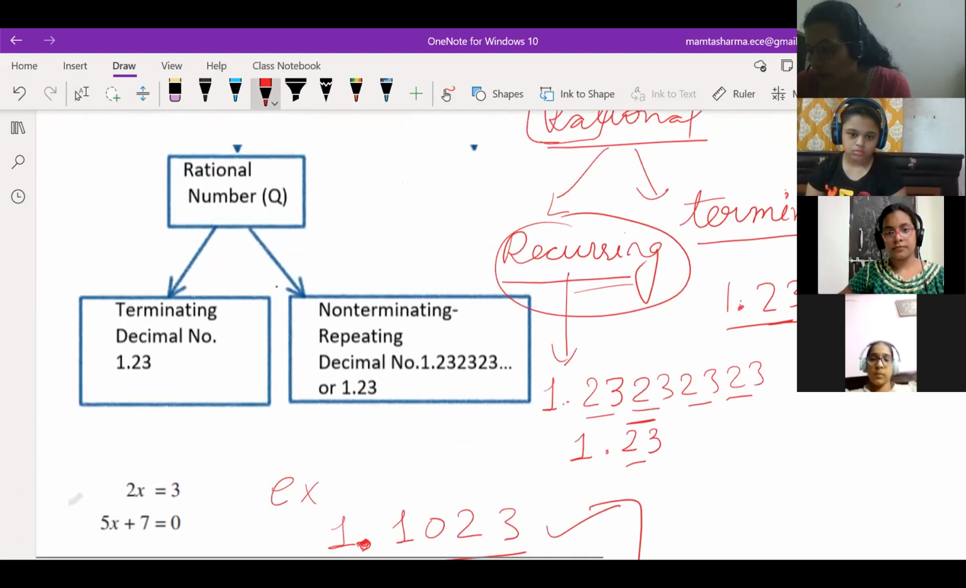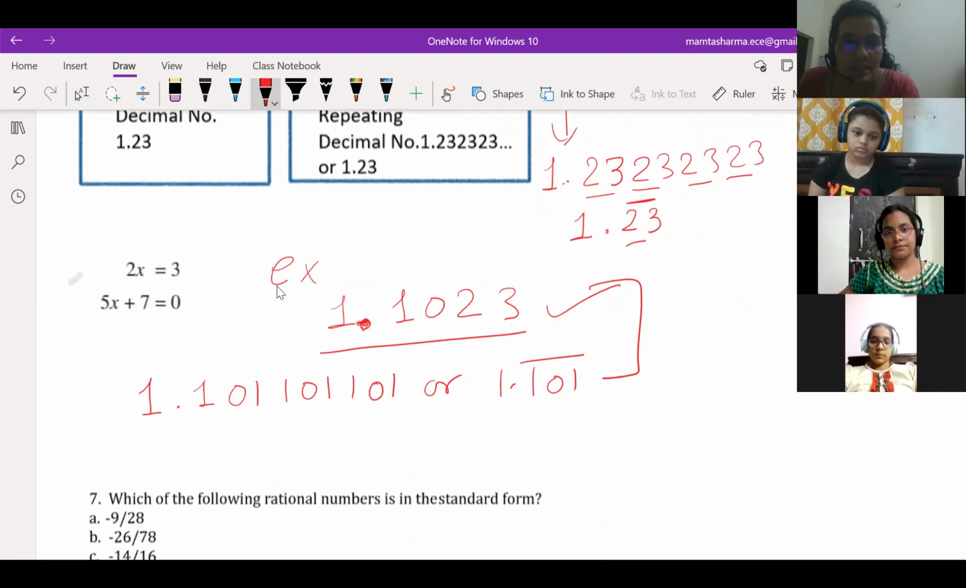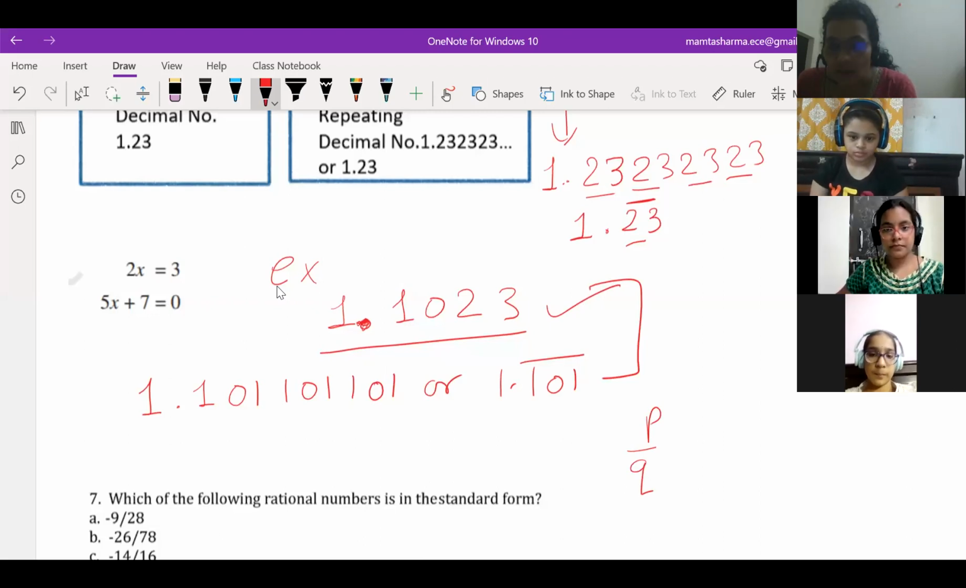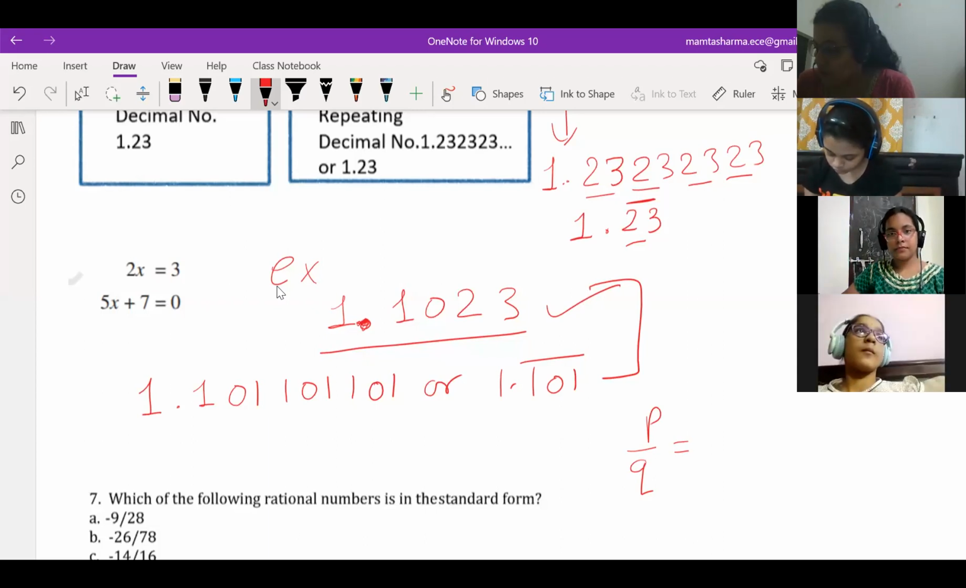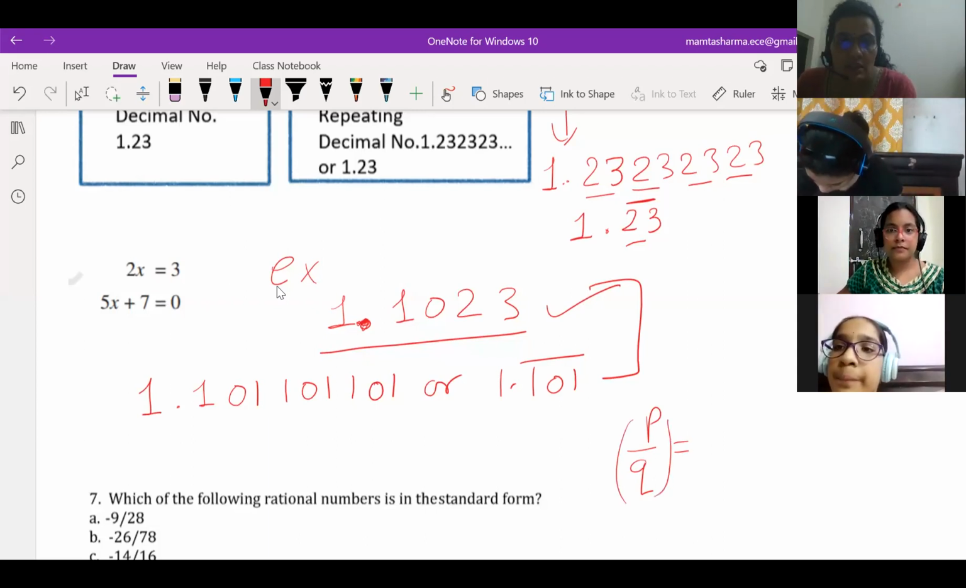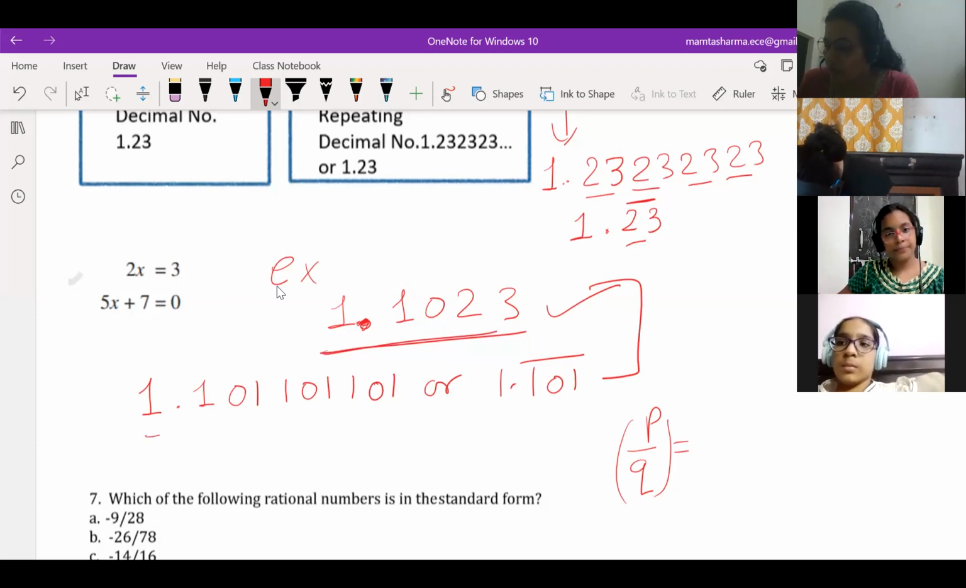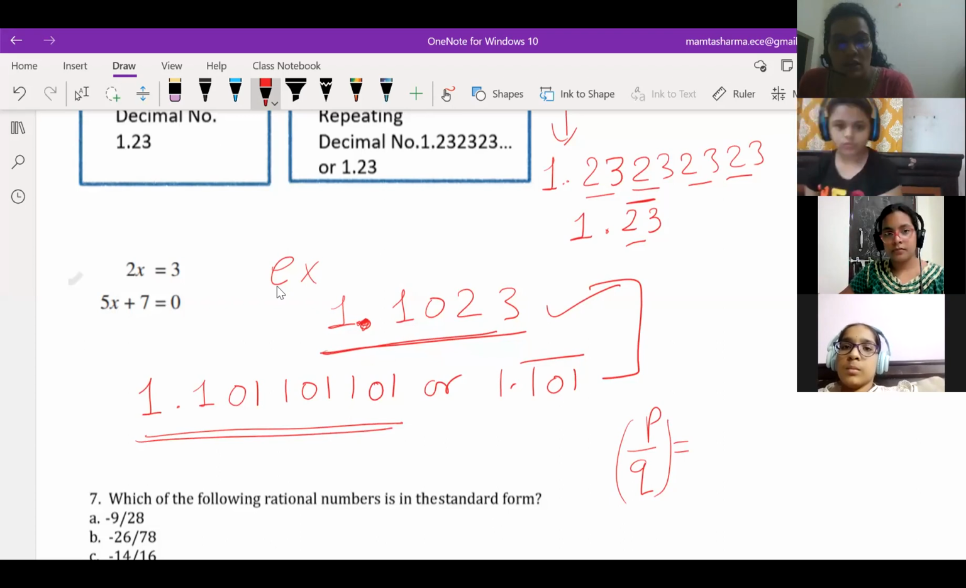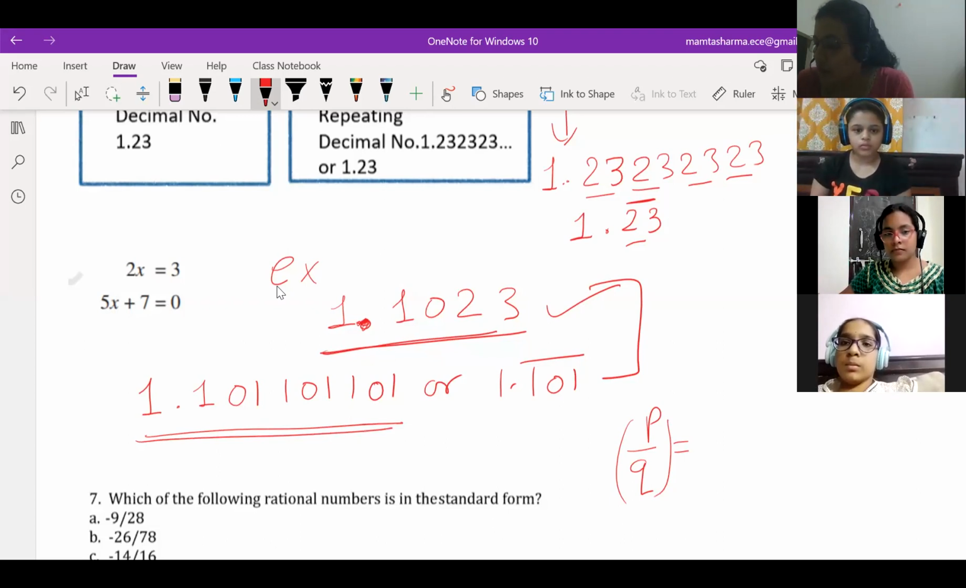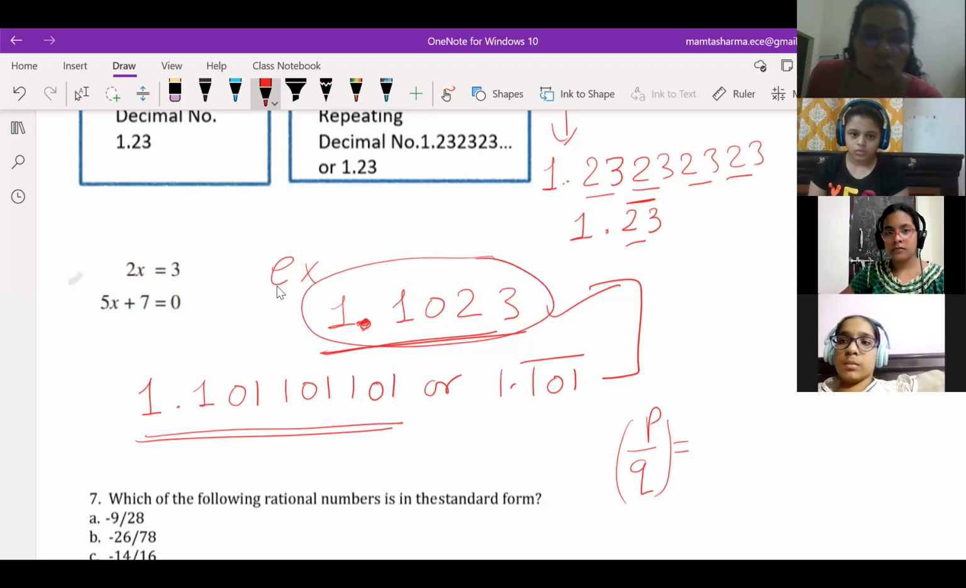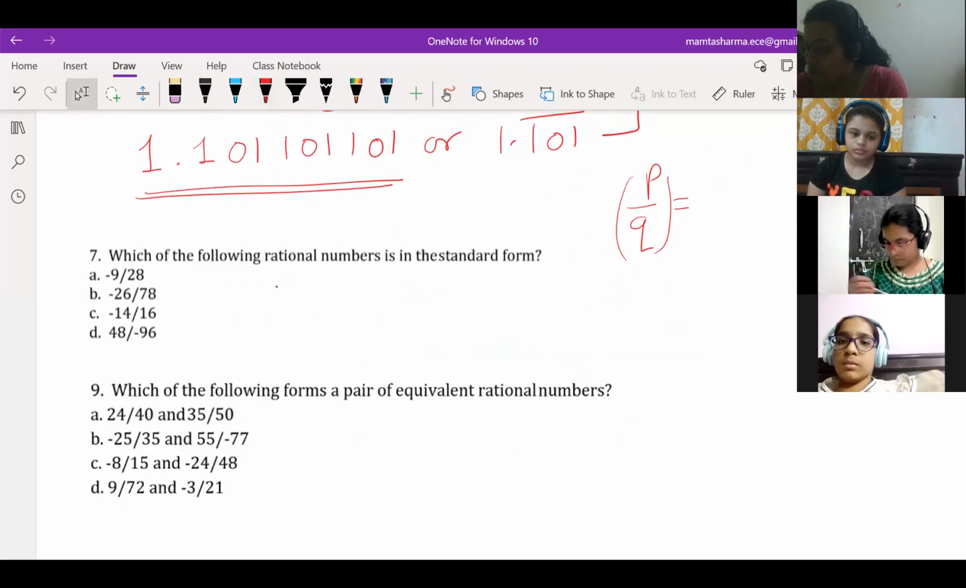Rational numbers are also called decimal numbers, because p by q form can be represented in decimal numbers also. Decimal numbers are of two types, recurring and terminating. Recurring means they keep on repeating, they won't stop, and terminating type will stop at one point, there will be a fixed value.